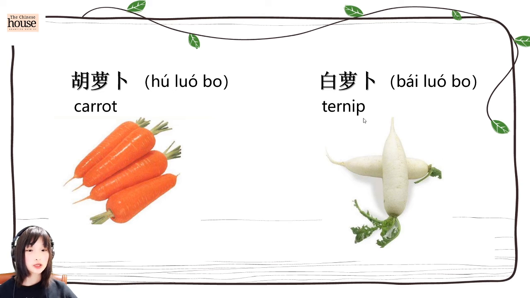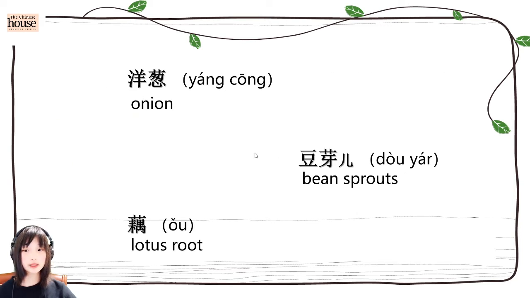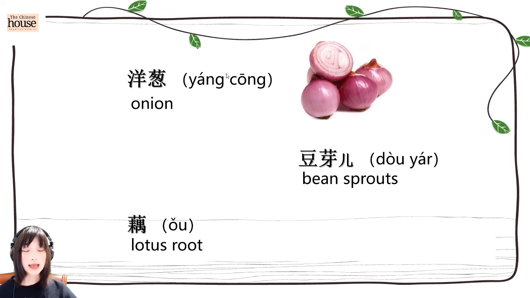And turnip, we call it white carrot. 白萝卜, 白 white, 萝卜. 萝卜 can indicate carrots or turnip, both okay. 白萝卜. And then onion, 洋葱, 洋葱.